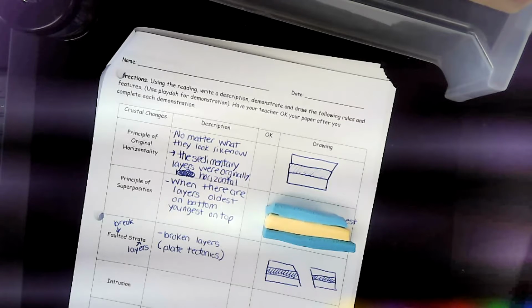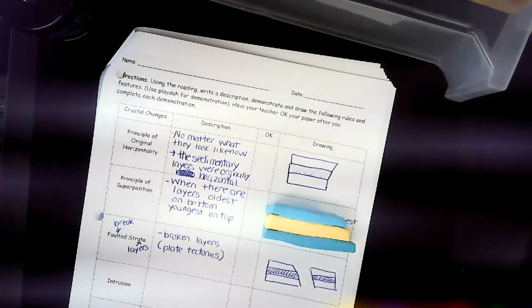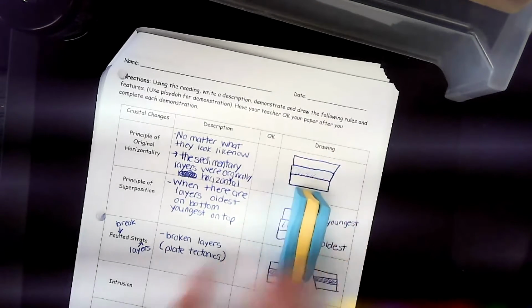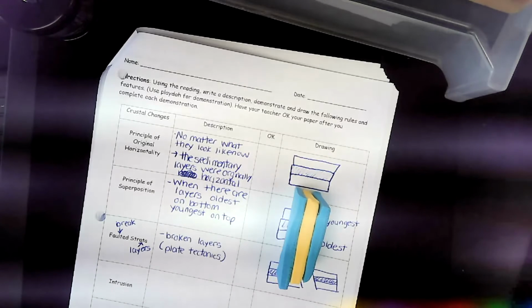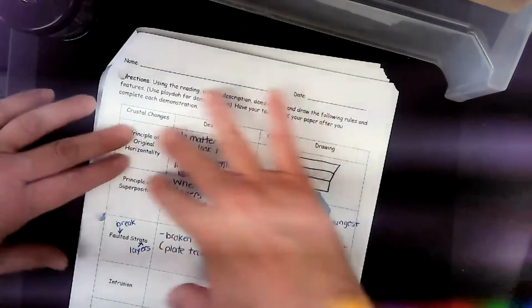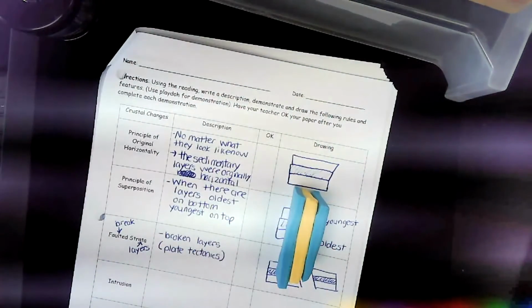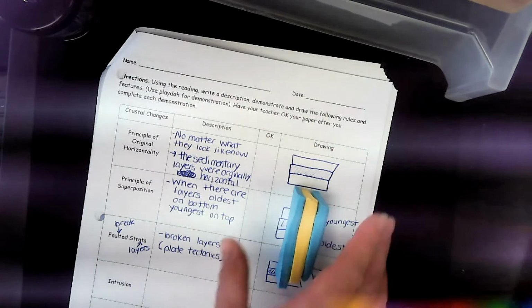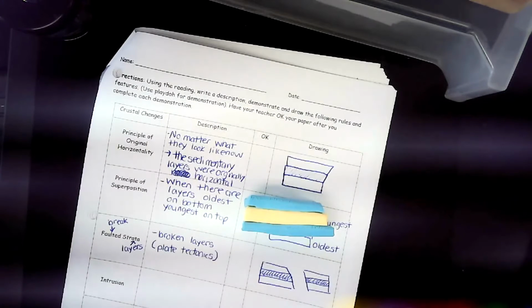So what I was getting at then is law of superposition tells us the oldest one's on the bottom, the youngest one's on the top. That only works if they're horizontal first. If they were vertical, which one came first? You don't know. You can't tell. So these two principles, they're buddies. You can't have one without the other. You can't tell me which one's oldest if they weren't originally horizontal.